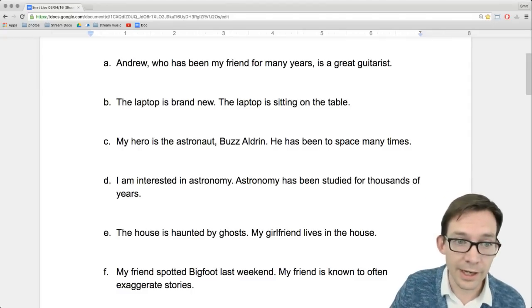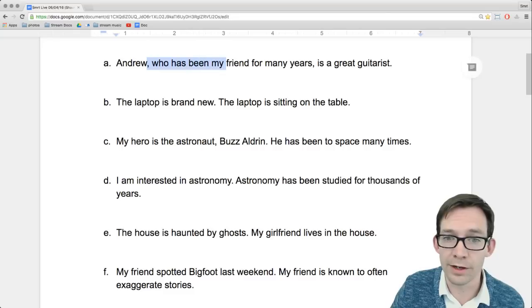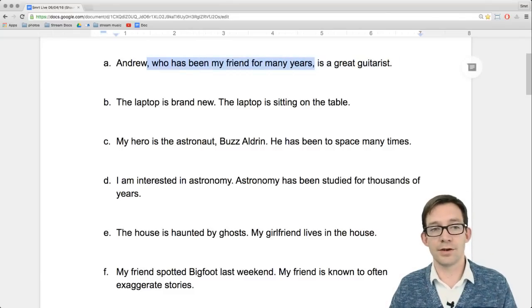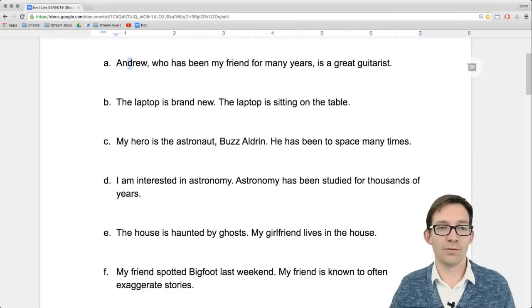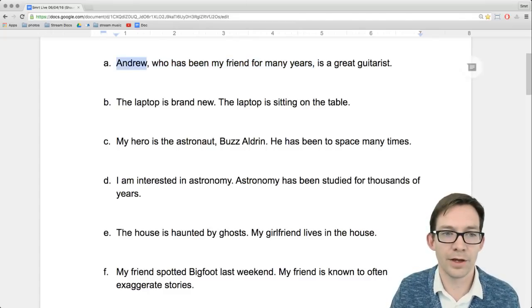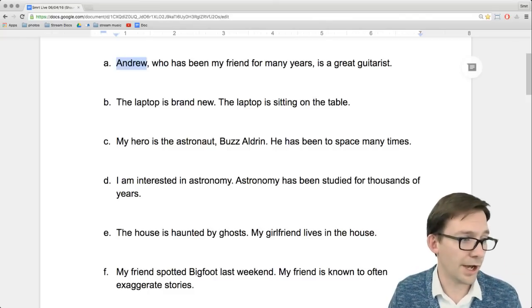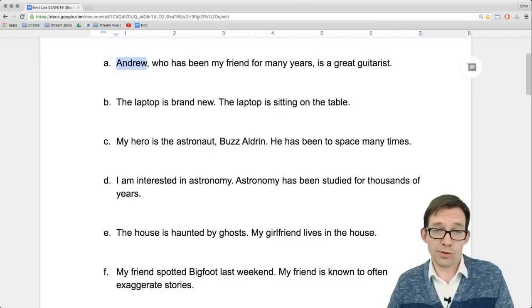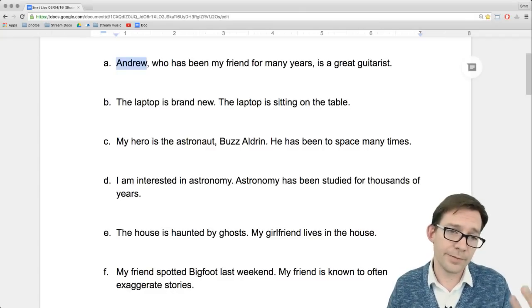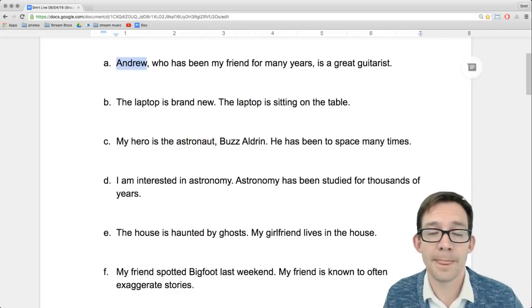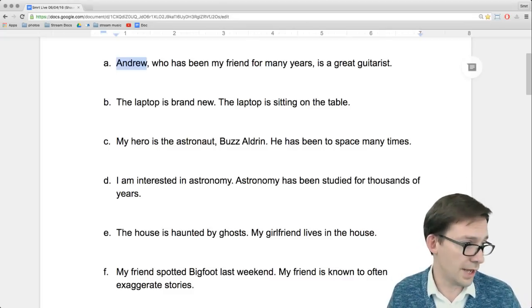Now, again, I'm using the non-defining relative clause because this information is not necessary to identify which Andrew I'm talking about, okay? We don't need to define Andrew. His name is enough. If someone wants to ask a follow-up question and say, well, who, Andrew, who? Then you can just add the last name or something like that. But we typically don't use defining clauses with names.